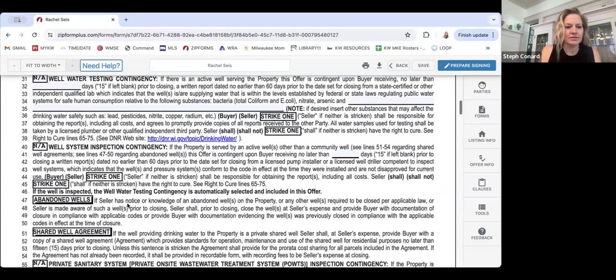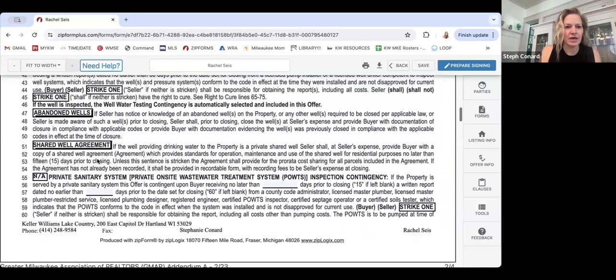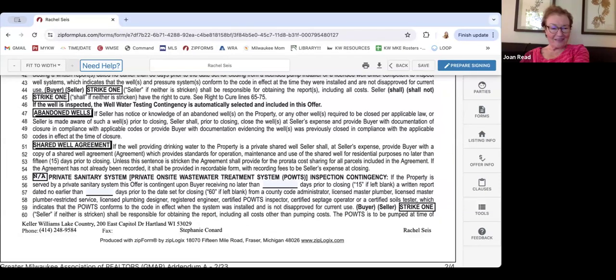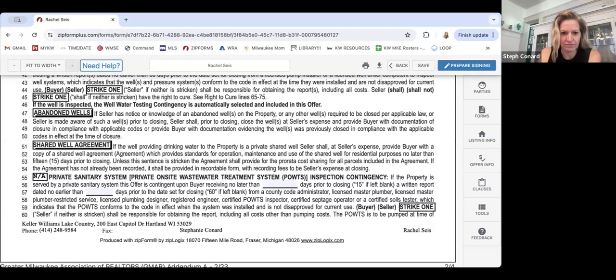I'd like to add there, if you're the listing agent and you get an offer that just says any tests recommended by the inspector, counter that for specific tests.